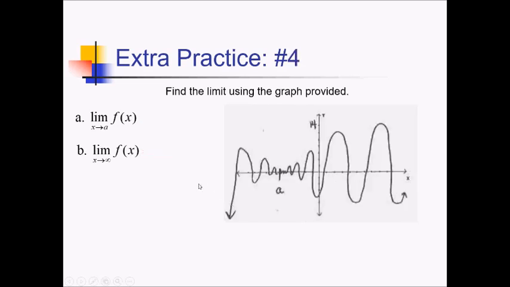For this one, we're trying to find first the limit as x approaches a on this graph. So as we approach a from the left and the right, it looks like we're heading toward a value of 0 for the y value, so we're going to go with 0. This next one, as x approaches infinity, as we move to the far right, it looks like we're going back and forth and we're getting further and further apart. So if that pattern continues, because we're oscillating back and forth and not approaching a single number like we were over here at x equals a, we would say that that limit does not exist.